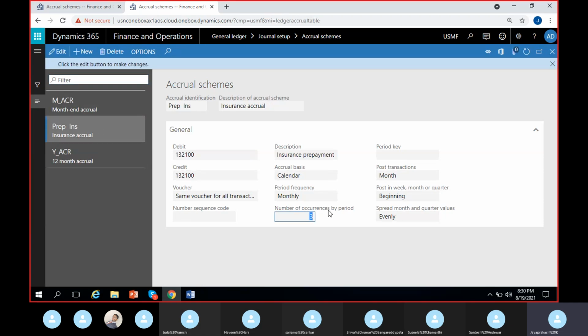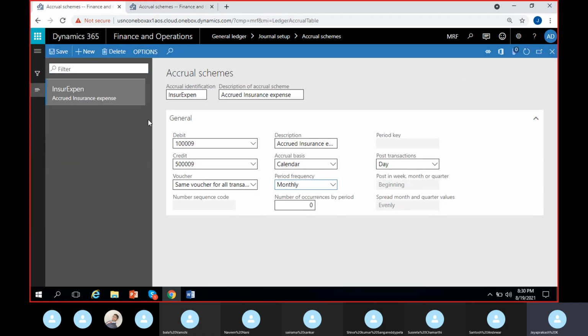Prepaid insurance, yeah, 3. Okay, perfect then. So we can select 12 months, or if it is for 3 months, we can select 3 months. So I want 12 months, like 1 year, right? Occurrences. So I'll select 12 months. Then I'm selecting post transactions on daily basis, weekly basis, monthly basis, quarterly basis.